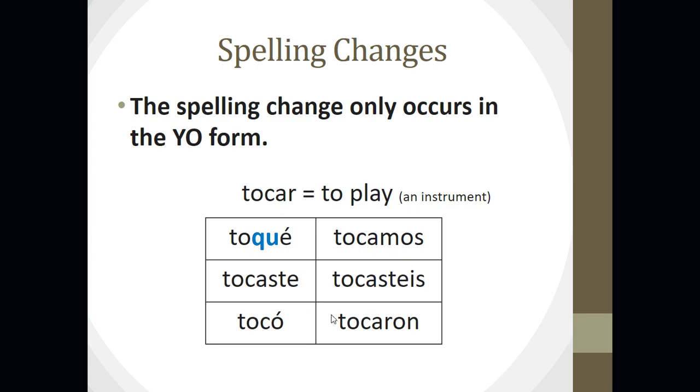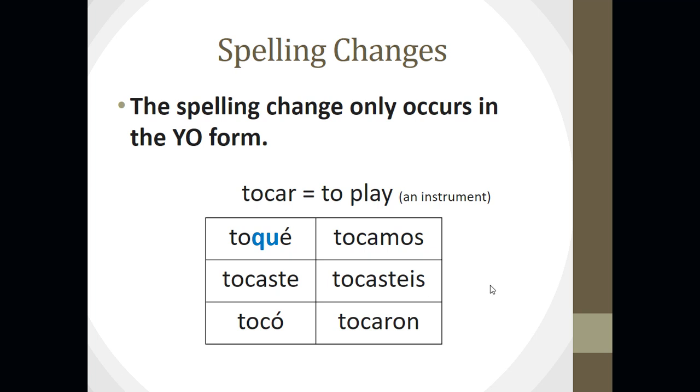Okay, what you'll notice about this conjugation, again, that spelling change only occurred in the yo form. The rest of the conjugations don't have that spelling change. And you'll also notice tocar is an AR verb. It has normal AR endings. Okay, A, aste, o, almorzaron.